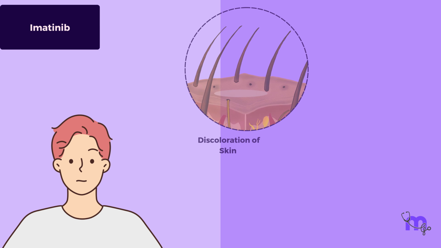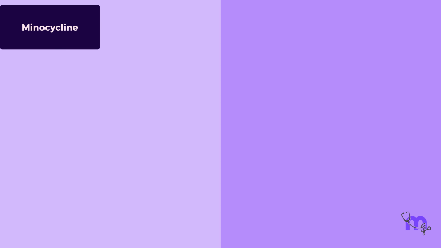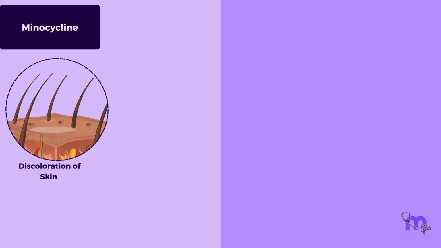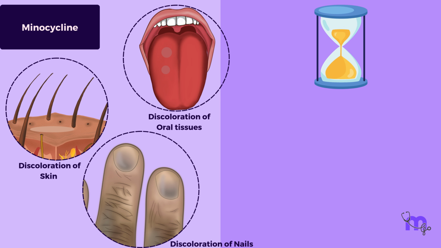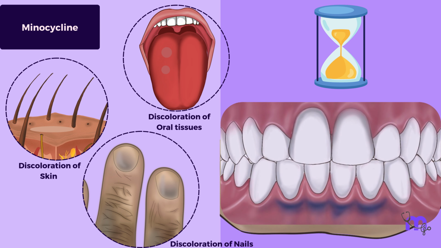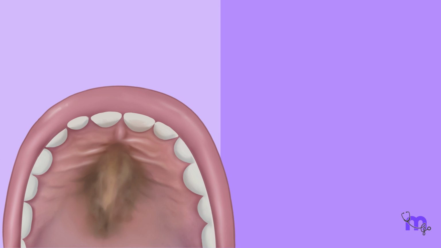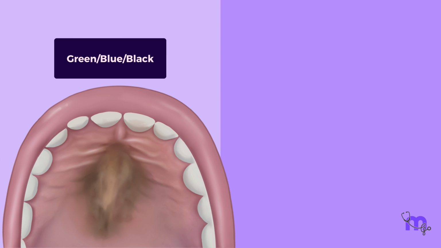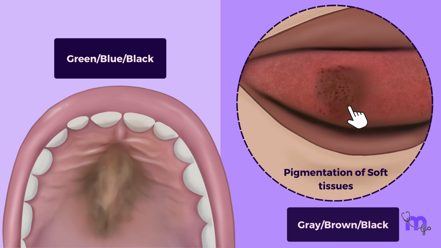Imatinib also causes skin and nail discoloration, but my patient did not show these signs. Minocycline is a medication that can cause discoloration of the skin, nails, and oral tissues. When taken long-term, minocycline metabolites can stain the jawbone, showing through the thin alveolar mucosa. This discoloration can be green, blue, or even black. Minocycline can also directly pigment the soft tissues in the mouth, causing gray, brown, or black patches.